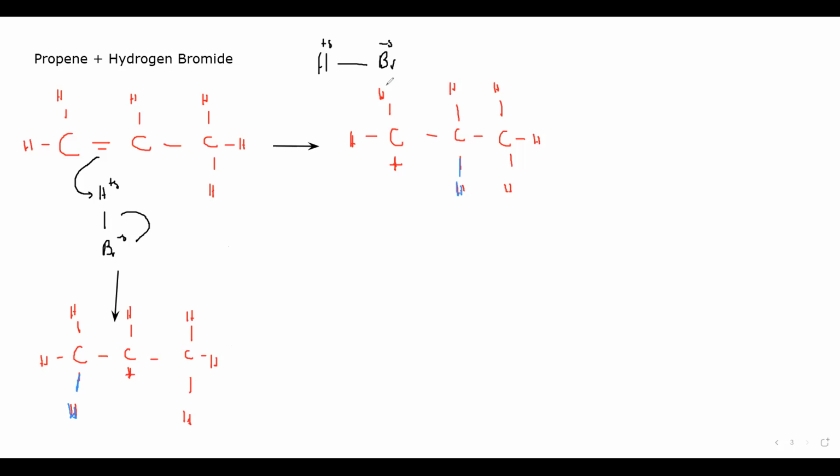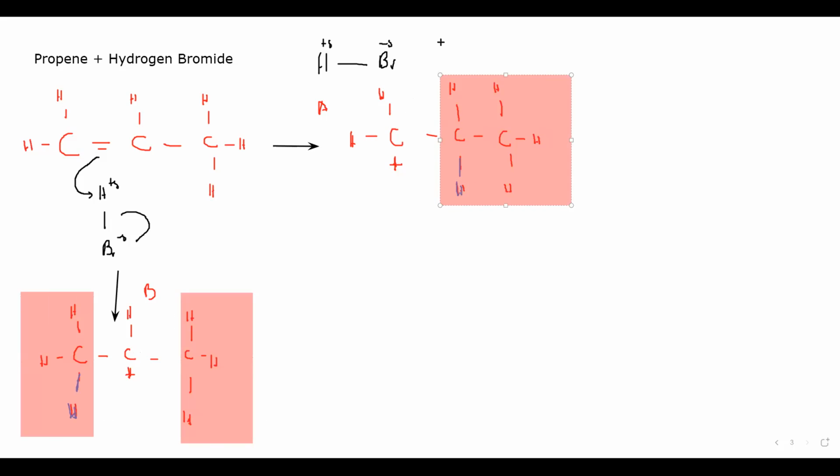So which carbon cation is more stable, A or B? B is more stable, you can see it is surrounded by more carbon chain. This is one carbon chain. Then bromine, which is having a lone pair, forms a bond.